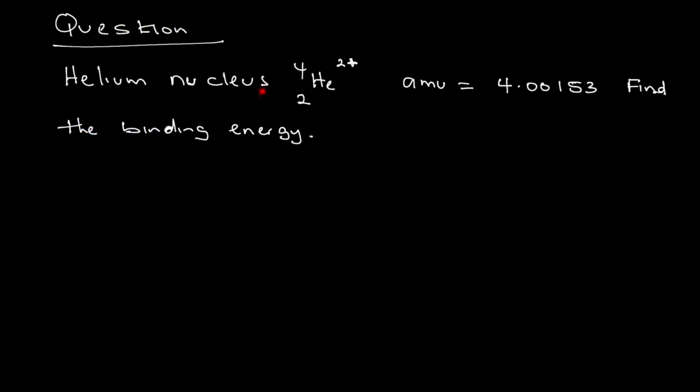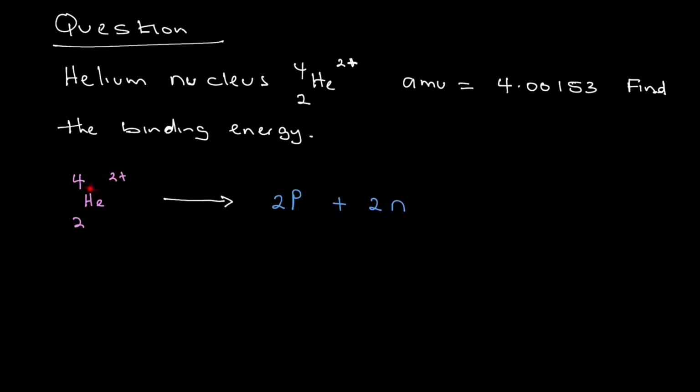Question. Helium nucleus, 4, 2, that's atomic mass, atomic number. Helium 2 plus, it has lost 2 electrons. That's why it's called the helium nucleus, it's only looking at the nucleus. And the atomic mass is 4.00153 U. Find the binding energy.